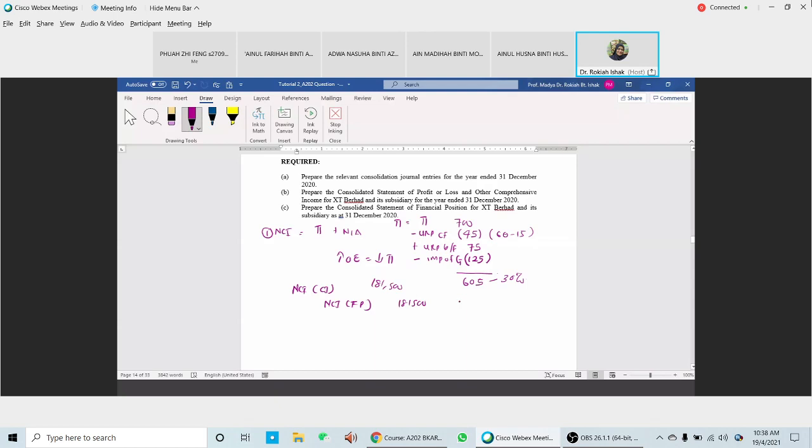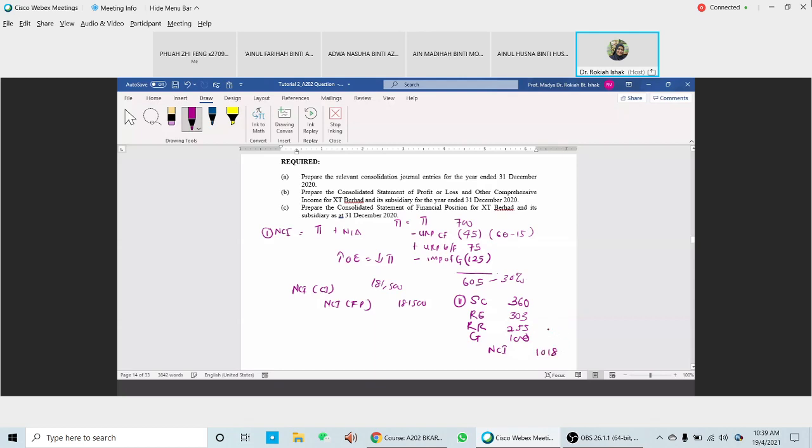The second one is share of net assets. We're going to have share capital, retained earnings, revaluation reserve, and then the goodwill, and then the NCI. For goodwill, we'll look at this one later. For share capital, 30%, we're going to have 360. And the RE, you have 303. Later on, I'm going to explain where you get these figures. And then this one is 255, this one is 100, and the NCI you're going to have here is 1018.